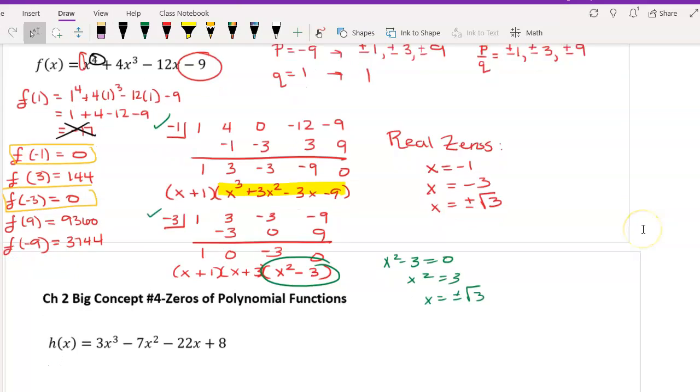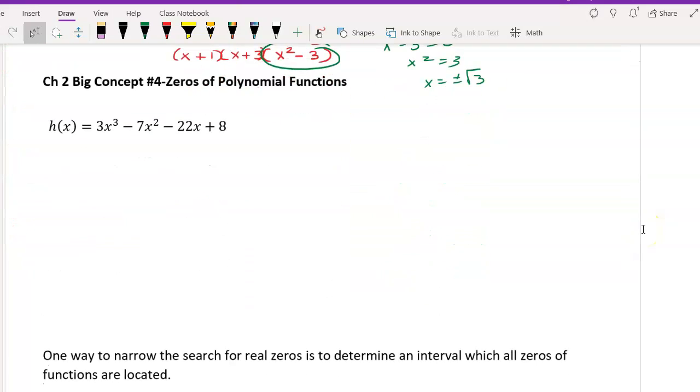All right, let's go down to our next example. We're going to do this again. So now let's figure out what our P is and what our Q is. So here we have P equals positive 8. So we have plus or minus 1, plus or minus 2, plus or minus 4, and plus or minus 8. All right, and then we have our Q, which in this case is 3, because it is that leading coefficient. So 3, which means we have plus or minus 1 and plus or minus 3. So now what are our P's over Q's?